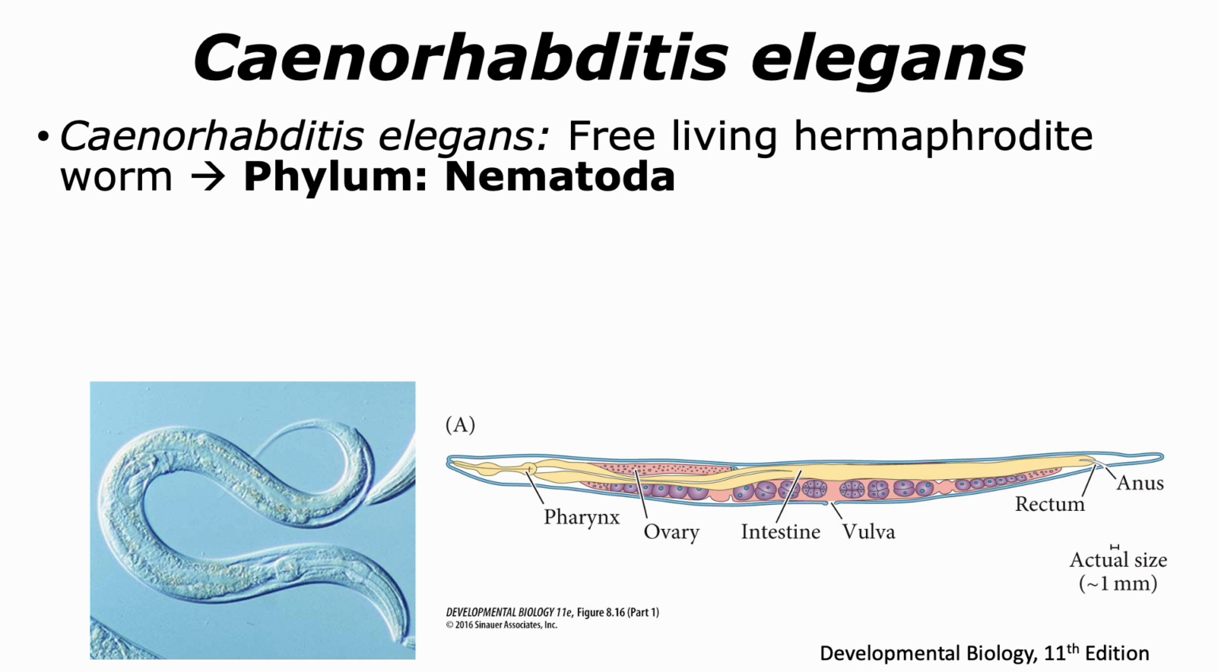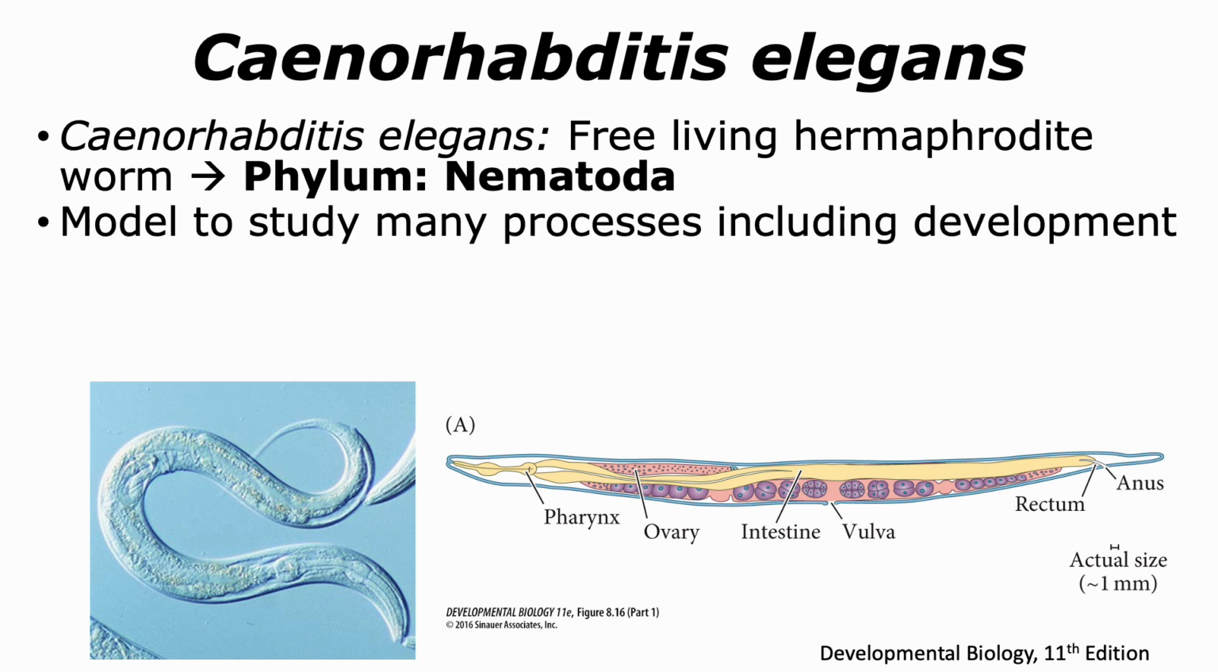Caenorhabditis elegans, or C. elegans, is a free-living worm which is a hermaphrodite. That basically means it has both male and female sex organs. It belongs to the phylum Nematoda and is widely used as a model to study many different biological processes, which include development. The adult C. elegans has 959 somatic cells.